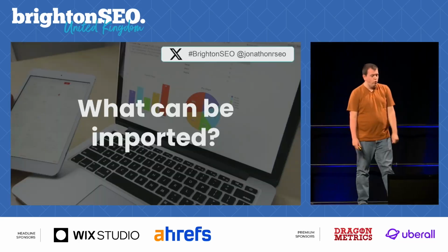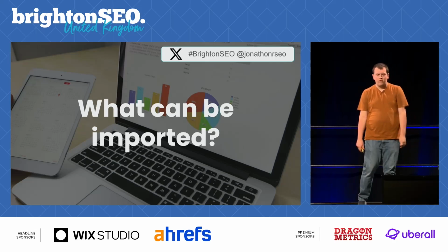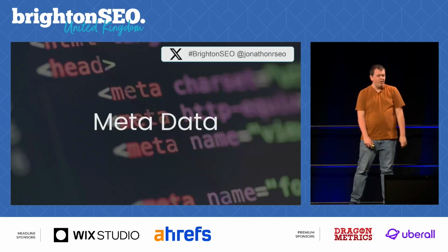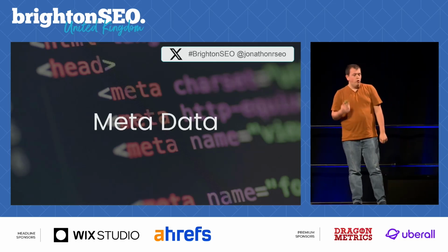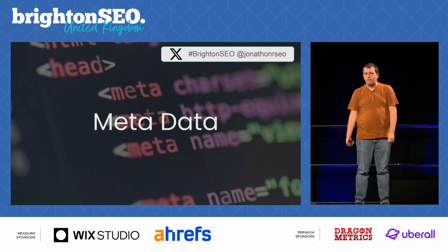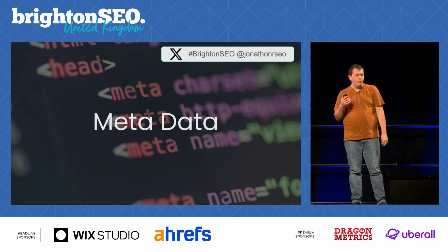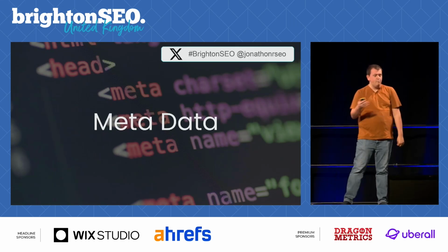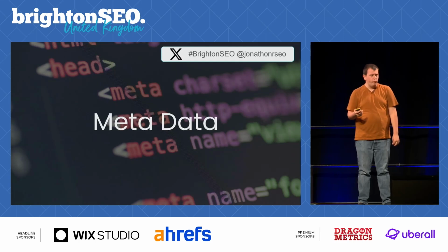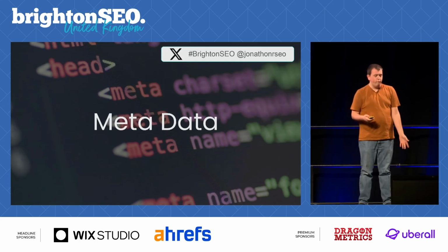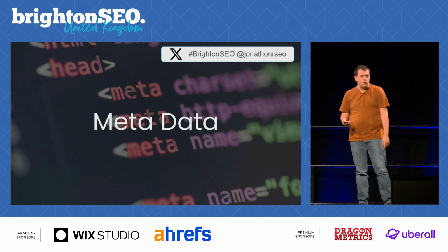So I thought firstly, what can actually be imported? We can pull through metadata, meta titles, meta descriptions. Of course, if we're auditing bigger websites, we can audit things like meta keywords, old sites, everything. Any metadata we can pull through straight into the Google Sheet through this functionality that I'll be showing you.